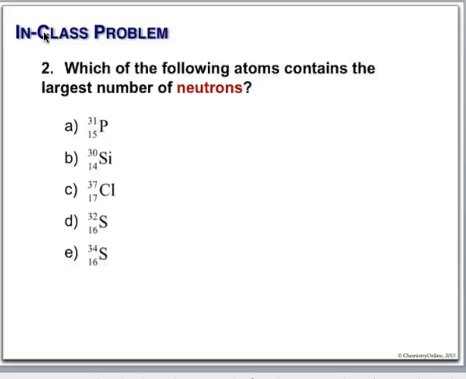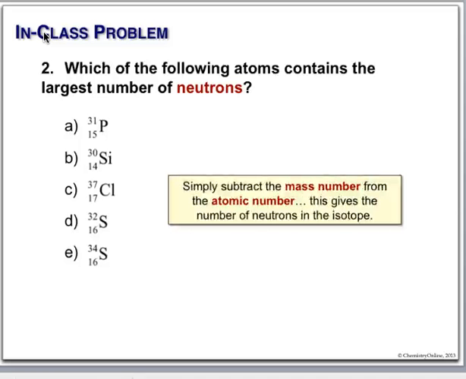All right, which contains the largest number of neutrons? This is an exercise in what? Subtraction, right? All you have to do is look at the mass number and subtract the number of protons, the atomic number. That gives you neutrons. So, 31 minus 15, what's that, about 16? Yeah, something like that. This is 20, I think. That's 16 or so, I think. If you do simply mass number minus atomic number, the chlorine is the one that wins.